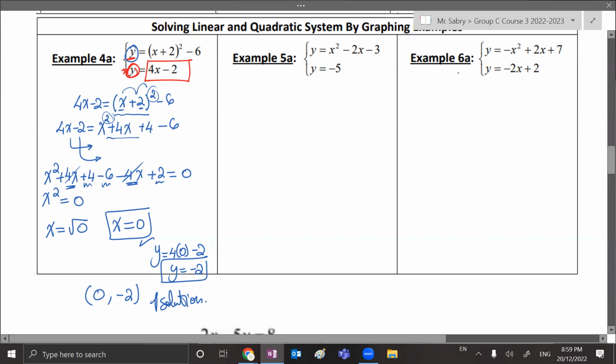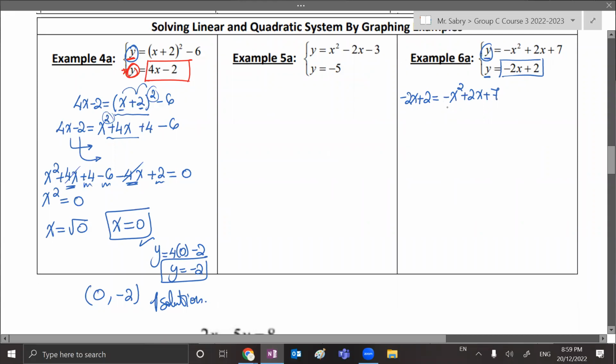This one here. Now I'll do the same exact steps. Already y is on its own side equals everything, and here also y equals everything. So what I'm going to do is substitute right away. I'll remove this y and I'll substitute negative 2x plus 2. So negative 2x plus 2 equals to negative x power 2 plus 2x plus 7.